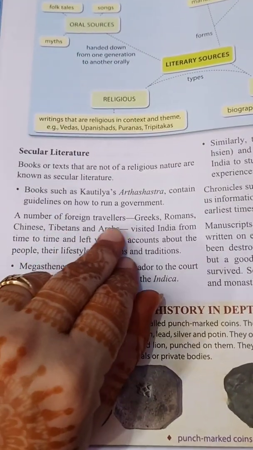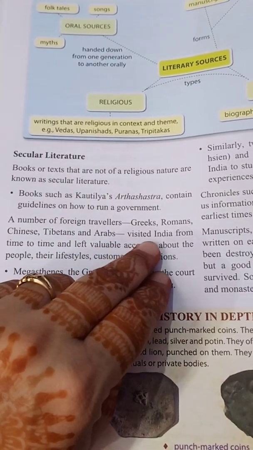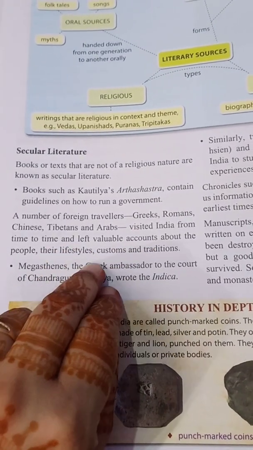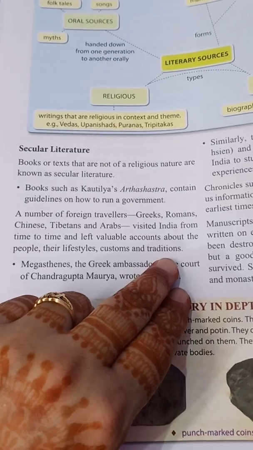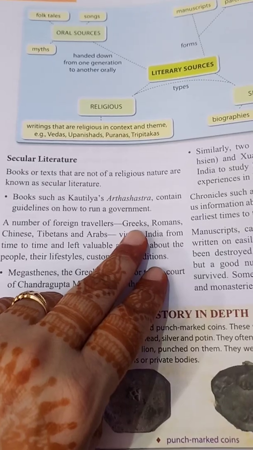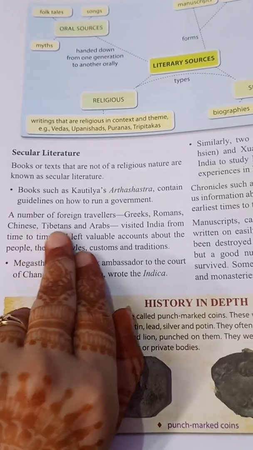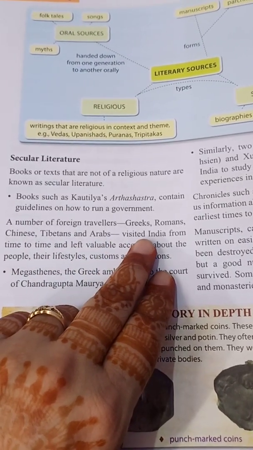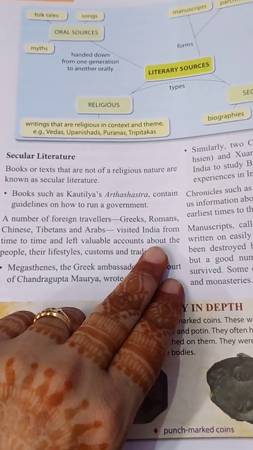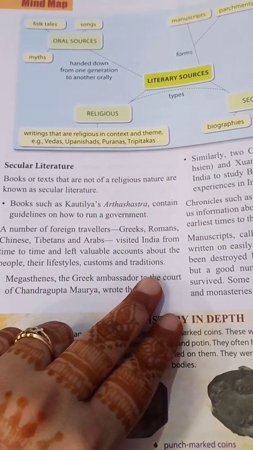A number of foreign travelers, Greeks, Romans, Chinese, Tibetans, and Arabs, visited India from time to time and left valuable accounts about the people, their lifestyles, customs, and traditions. Many foreign travelers came to India and wrote about our Indian culture. Accounts means written books about the people, their lifestyles, customs, and traditions.